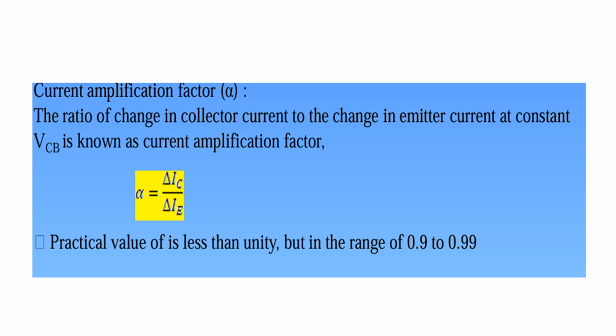The practical values of common base current amplification are less than 1, 0.9 to 0.99. If the amplification factor is 1, it means there is no amplification, output is equal to the input. In this condition, we are not going to use the CB configuration as a current amplifier, because the amplification factor is approximately equal to 1. That means the common base configuration is unable to do current amplification.